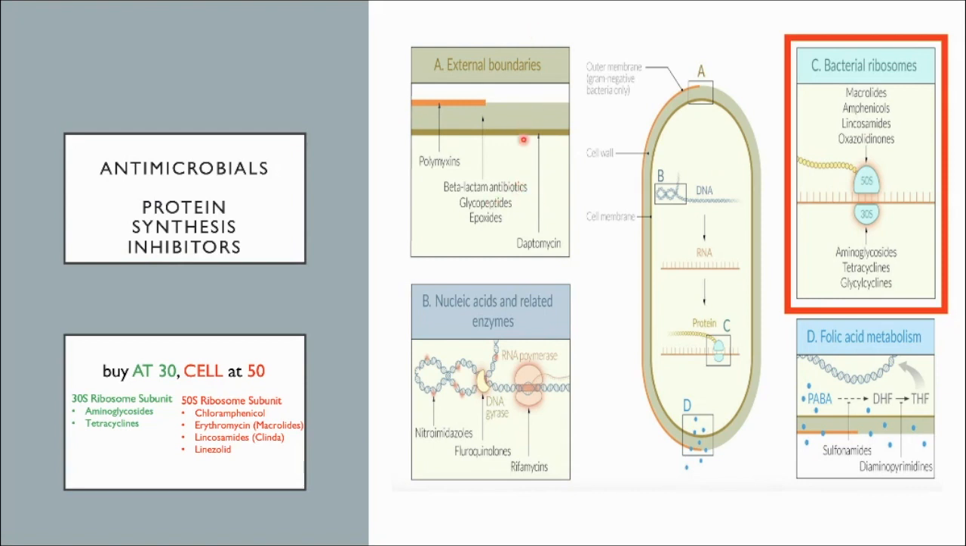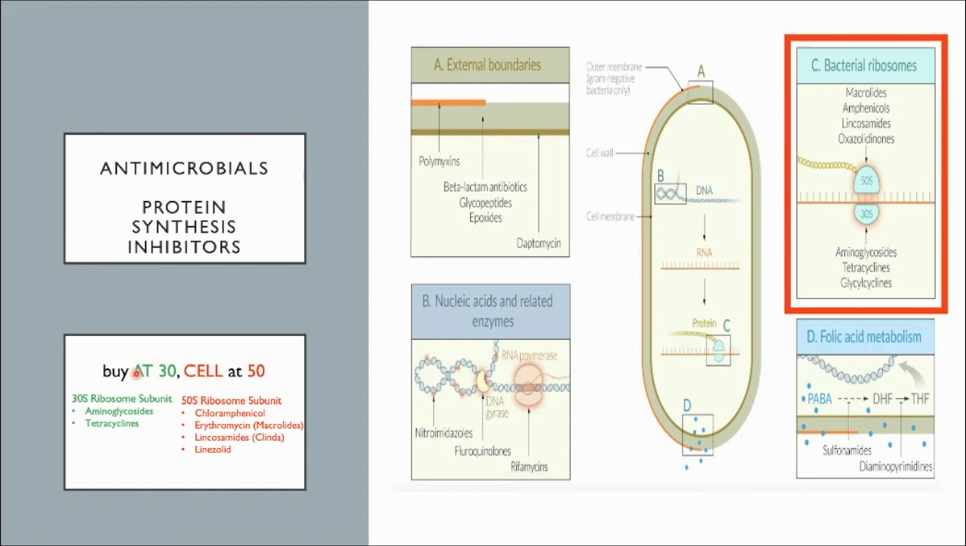Now let's talk about some of the antibiotics that target stuff on the inside of the cell. So the first thing we're going to talk about are things that target protein synthesis. I have a mnemonic here that I think is really good. It's not ideal because it has things in there that don't actually get involved with the mnemonic itself, which I think makes for a bad mnemonic, but it's pretty nice to remember these. So the mnemonic is "buy AT 30, CELL at 50," with CELL spelled C-E-L-L.